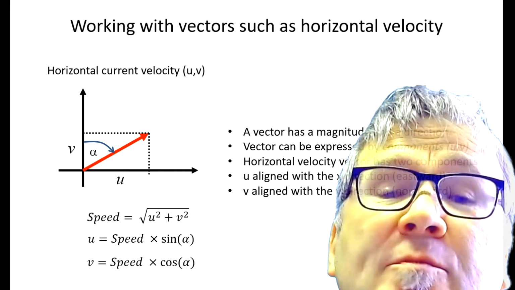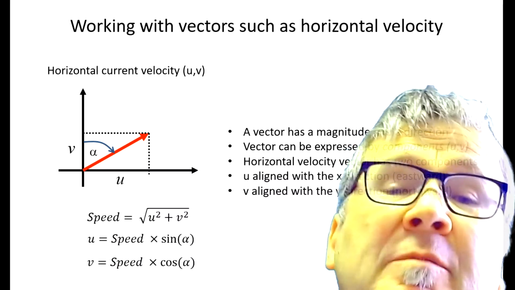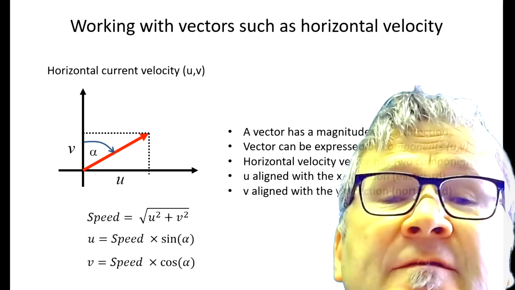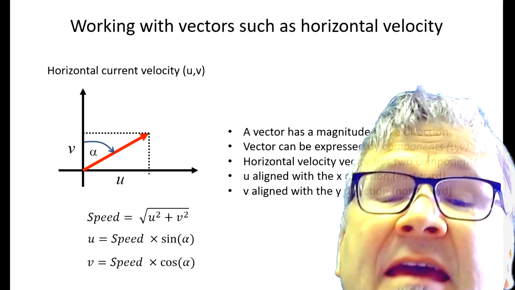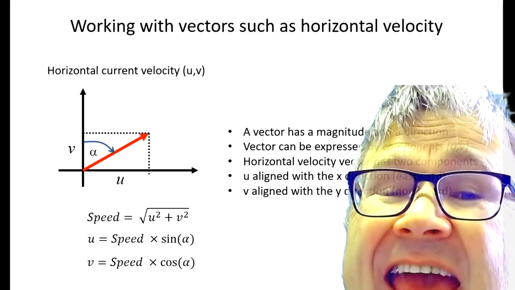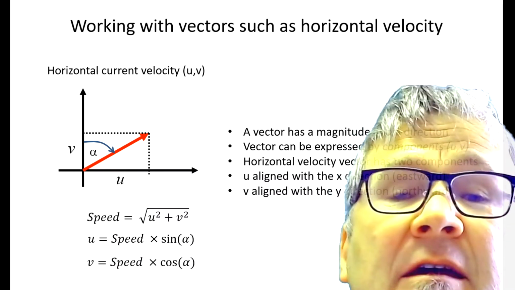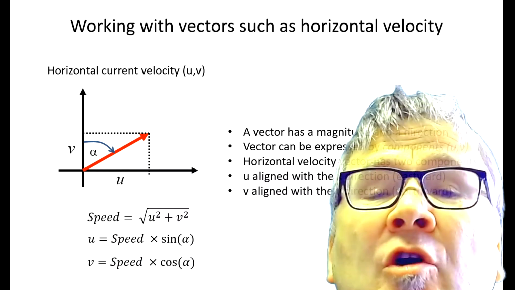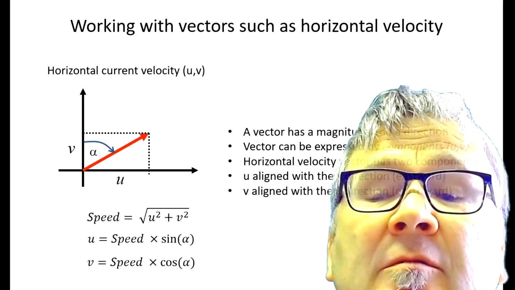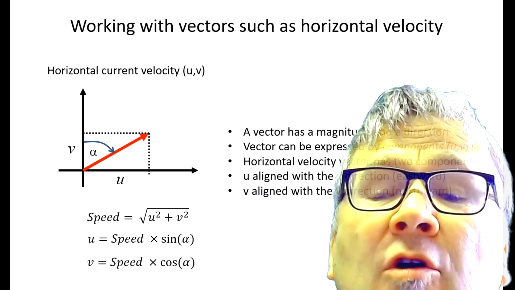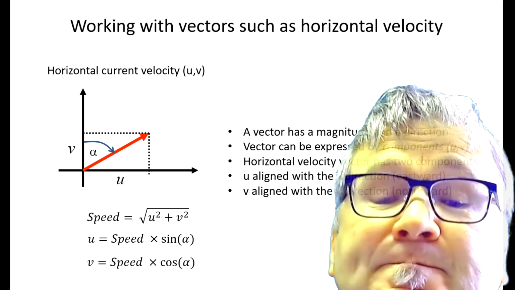And they should not be confused with speed. The components can be positive or negative. The u is aligned with the x direction and pointing to the east, and the v component is aligned with the y direction, pointing to the north.